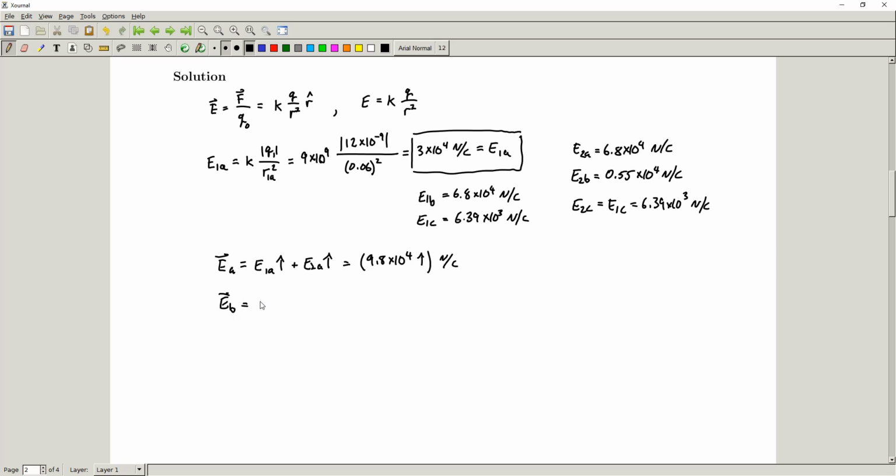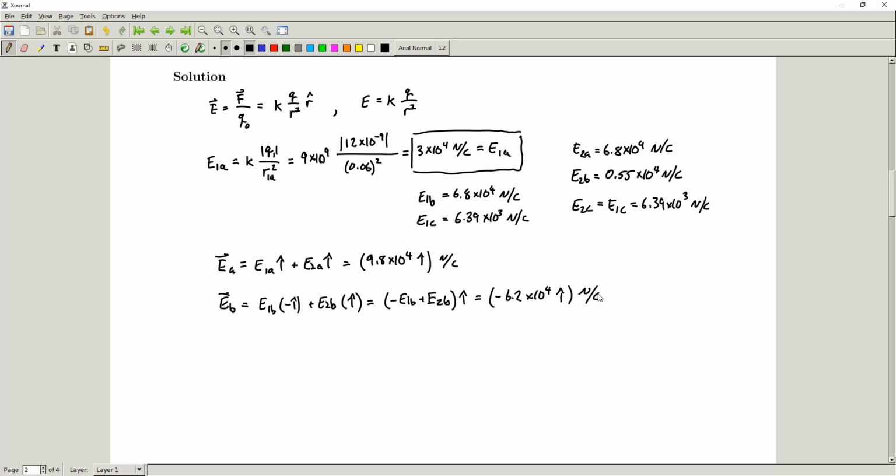So let's do that. We have E and B, and we said that E1b is going to point in the negative i hat direction, and E2b is going to be pointing in the positive i hat direction, right? And so I'm going to pull out that negative sign. I'm going to rewrite this one more time. So basically, we're going to end up with minus E1b plus E2b in the i hat direction. And if we substituted numbers for E1b and E2b from above, we end up with minus 6.2 times 10 to the 4 i hat newtons per coulomb. Okay.